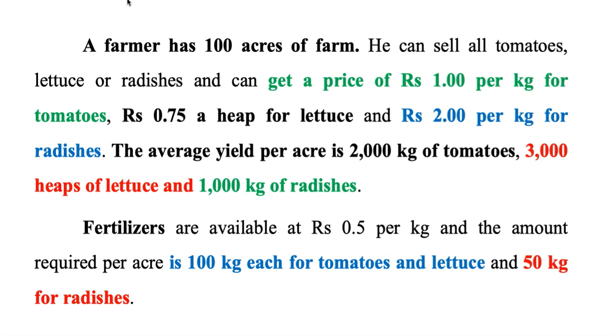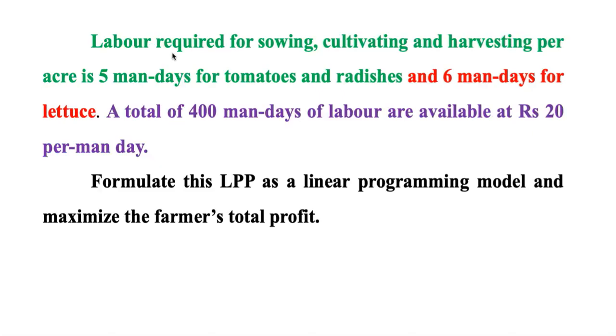Now other than fertilizer, this farmer also requires labor for sowing, cultivating, and harvesting. And how much labor is required? Per acre, 5 man days are required for tomatoes and radish, while 6 man days are required for lettuce.